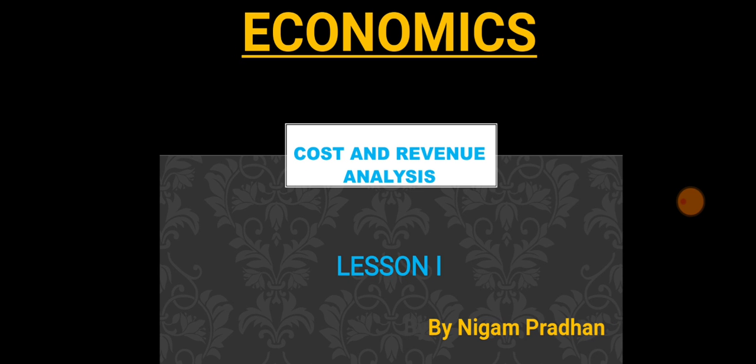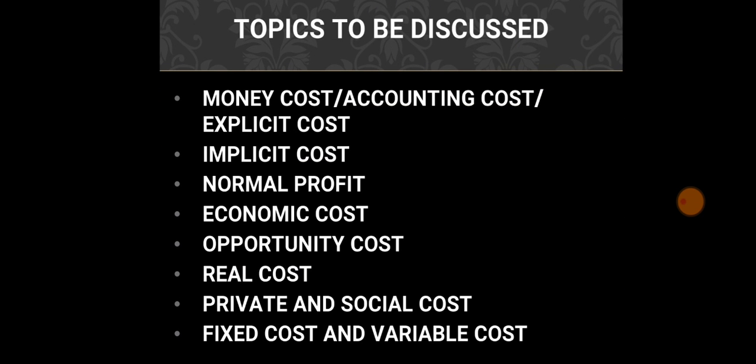Today we'll start a new lesson, that is cost and revenue analysis. In this video we are going to study the different types of cost, that is the money cost, also called accounting or explicit cost, implicit cost, normal profit, economic cost, opportunity cost, real cost, private and social cost, and lastly, we will also study the fixed and variable cost.